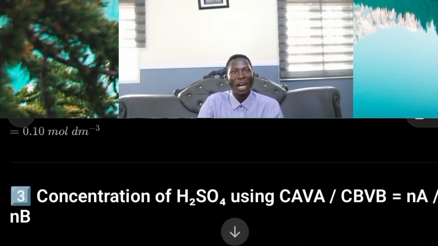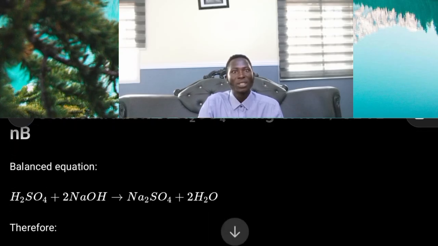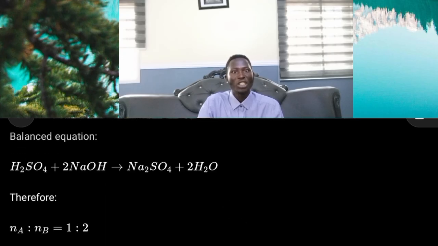Then the next question, which is question 3, you have to calculate the concentration of sulphuric acid using CAVA over CBVB equals NA divided by NB. Now from our balanced chemical equation, we have sulphuric acid plus sodium hydroxide giving us sodium sulphate plus water. Therefore the mole ratio of NA to NB, that's acid to base, is equal to 1:2, because our sodium hydroxide contains 2 moles while our sulphuric acid contains only 1 mole.